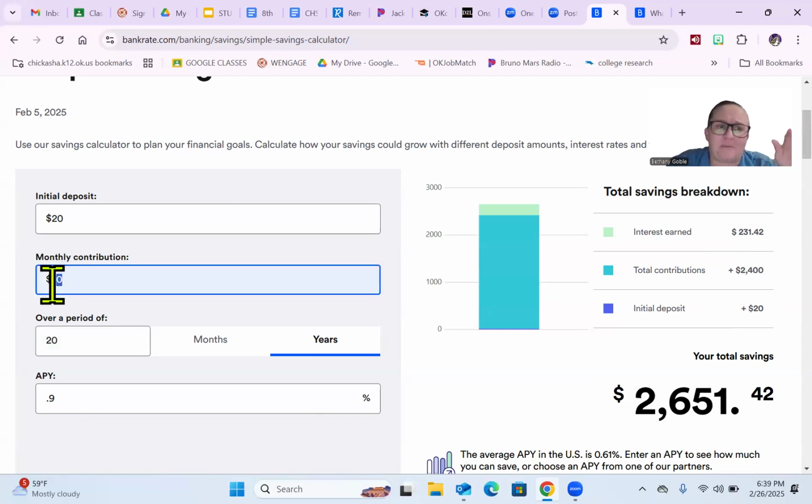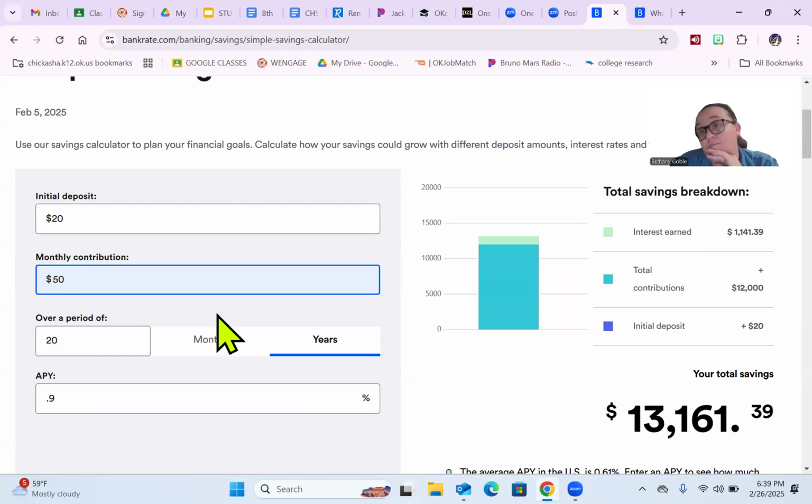Say I'm like, you know what? I could put more than $10 a month in there. I'm going to put $50 a month in there. Now look what the bank gave me. Yeah, the majority of this is my money. I put $12,000 in the bank over 20 years. The bank gave me, if you look up here, $1,141 just for keeping my money in the bank. So this shows you, I could end up putting $100 a month in my account.